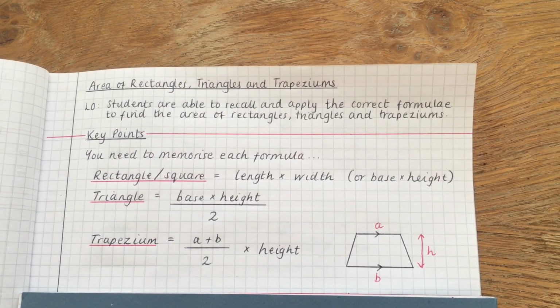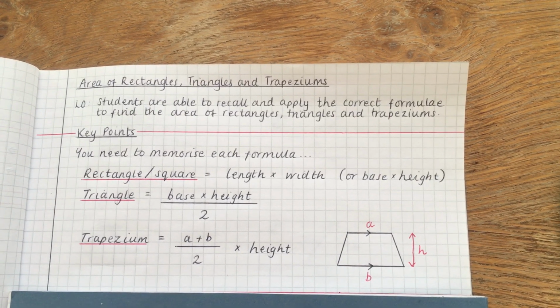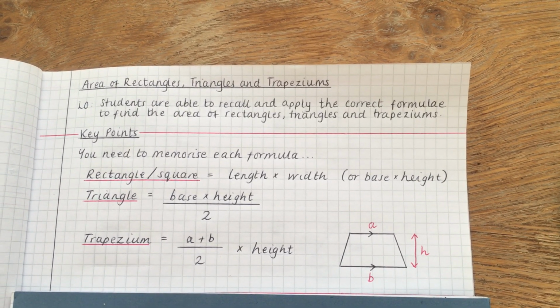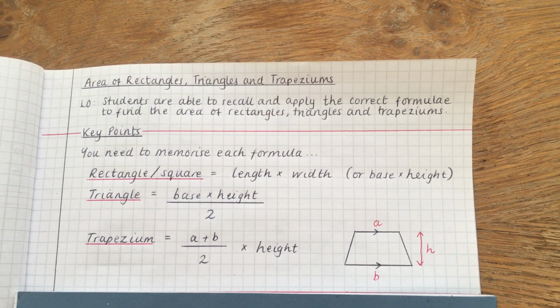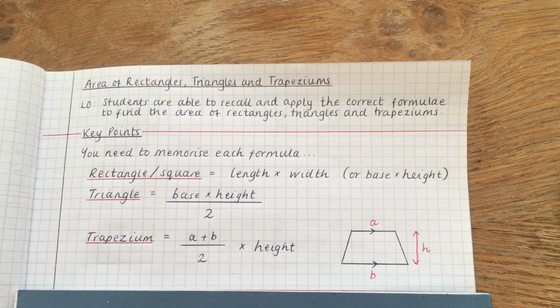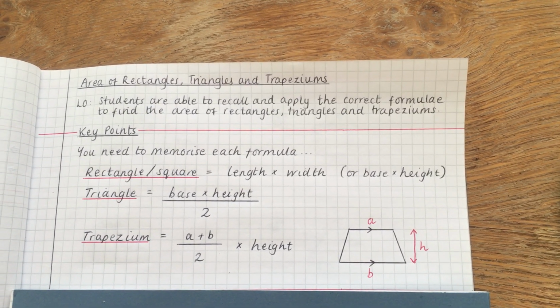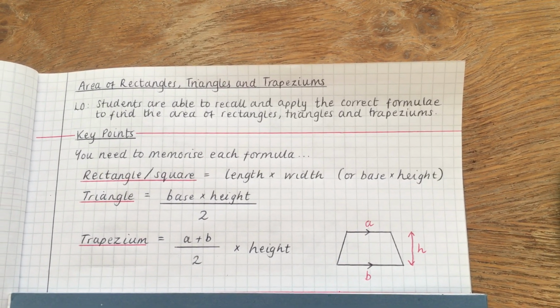These will not be given to you in the exam, and these come up all the time. So you've got to be extremely confident on which formula is used for which shape. So for a rectangle or a square, this is stuff that you've learnt in primary school. You have to do length times width, or you can say base times height. That's nice and easy. So you just multiply the two sides together.